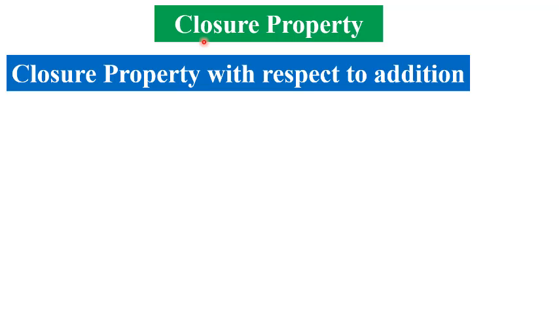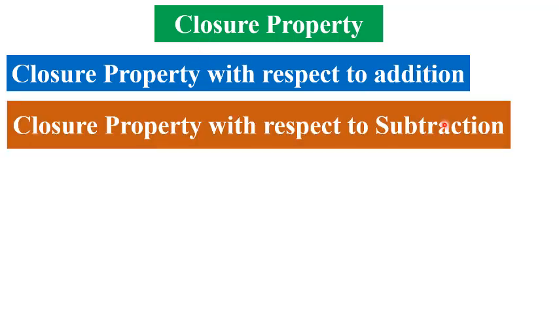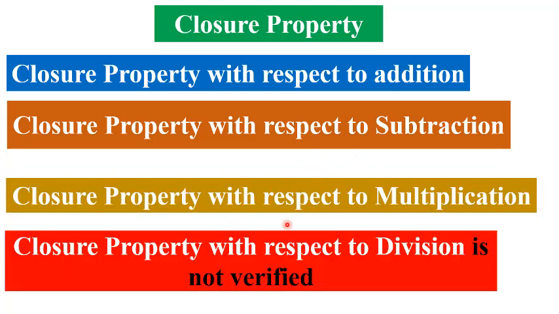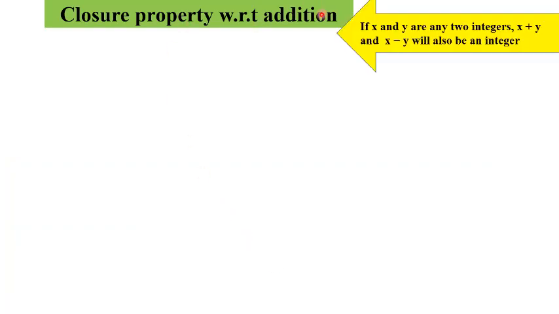Firstly, we will discuss the closure property. Closure property we will discuss firstly with respect to addition, then with respect to subtraction, then with respect to multiplication, and then we will prove that closure property with respect to division is not verified. Okay, firstly come to closure property with respect to addition. This we will explain through examples that closure property with respect to addition will hold.